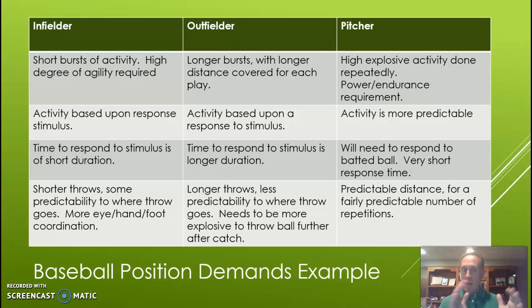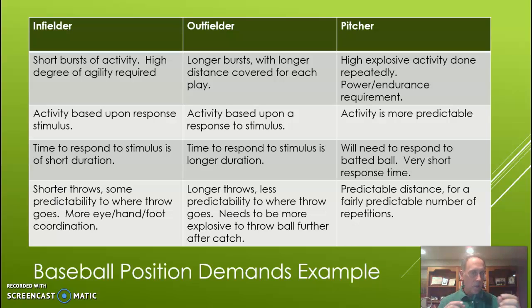And that response time is very short because the distance between home plate and me at third base is very short, 90 feet. And when you look at the other demands involved in being a baseball infielder, you have shorter throws. There's some degree of predictability here because that ball is going to be hit to you and you're going to first base, or that ball is hit to you and you're going to second, and then somebody else is throwing the ball at first.